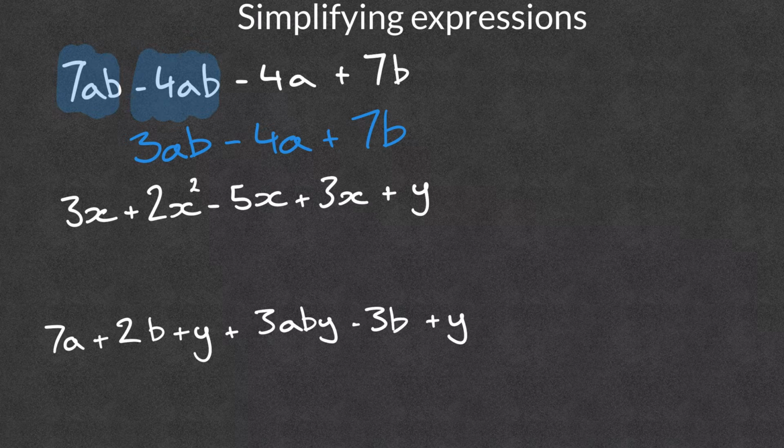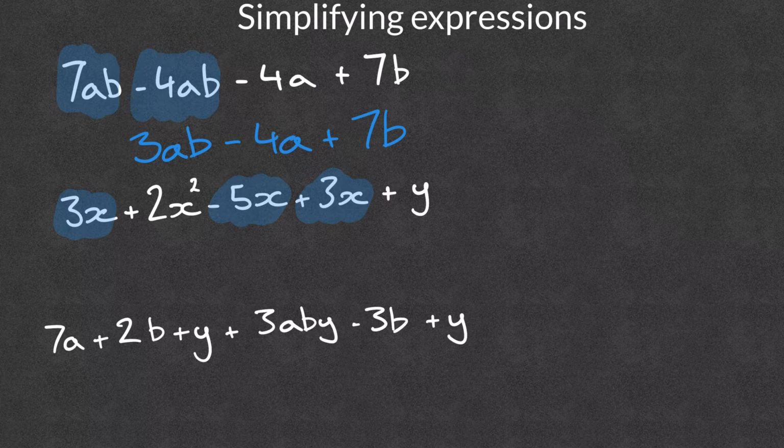Now going down to my next one, again, highlight your like terms. So 3x, there's an x there. Now, this 2x squared, that is not a like term because that x is to the power of 2. So that is not a like term with these other x terms. Negative 5x is a like term though. So highlight that. And positive 3x is a like term. Then we're just left with a y. There's not much we can do there.